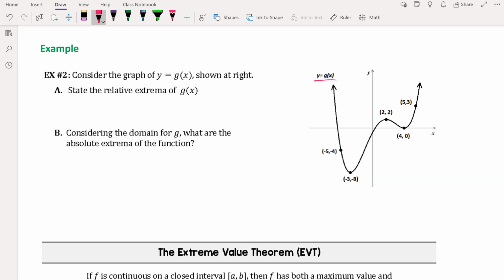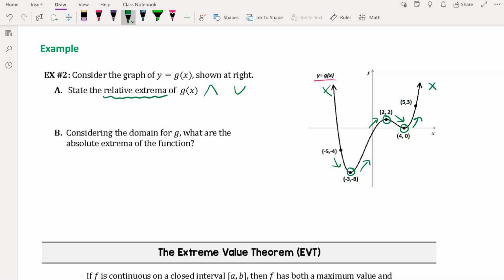Okay, so we need to look for the relative extrema. We talked about how we don't want the endpoints. For relative extrema, we're not looking at the ends. We only want to know where the function changes from increasing to decreasing or decreasing to increasing. So let's look at those spots. Here we go, decreasing to increasing. So this would be a relative extrema. Here we go, increasing to decreasing. So this would be a relative extrema. And here we go, decreasing to increasing again right here. So that would be a relative extrema.